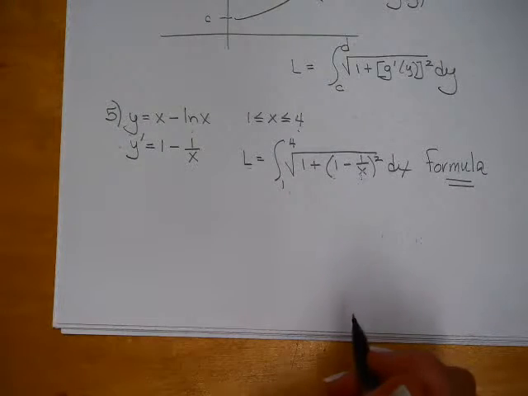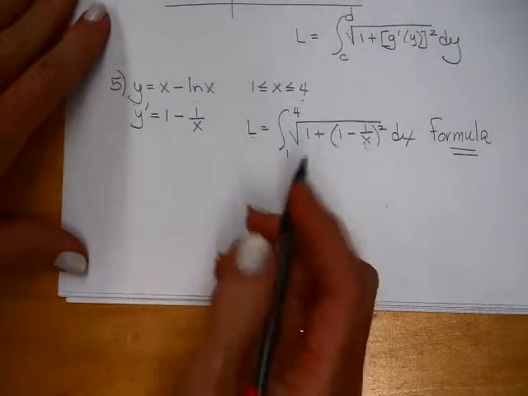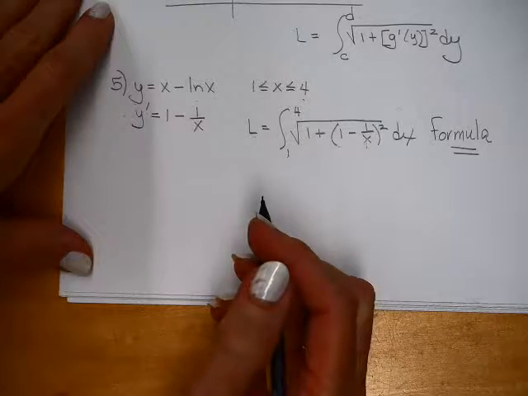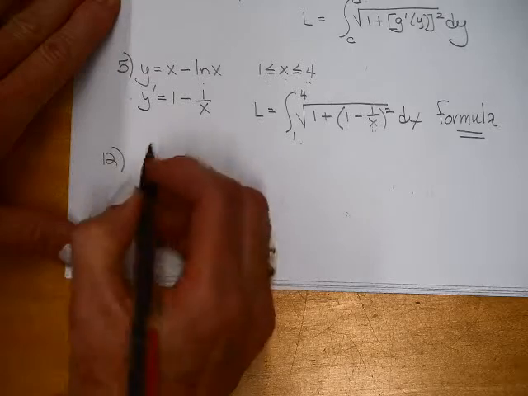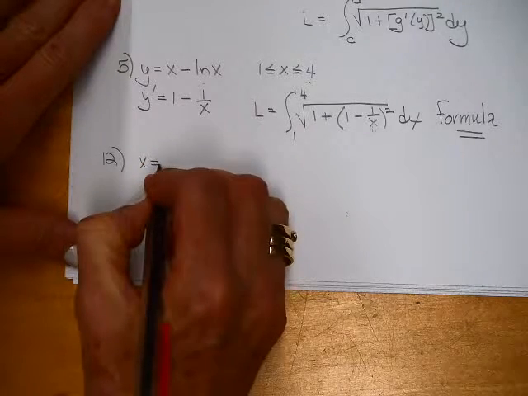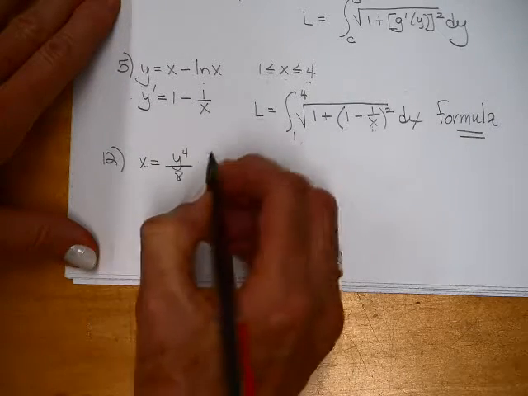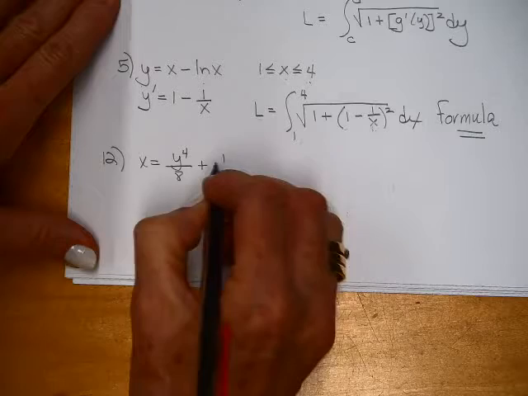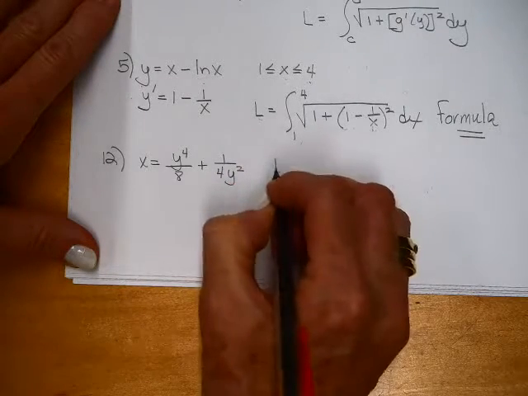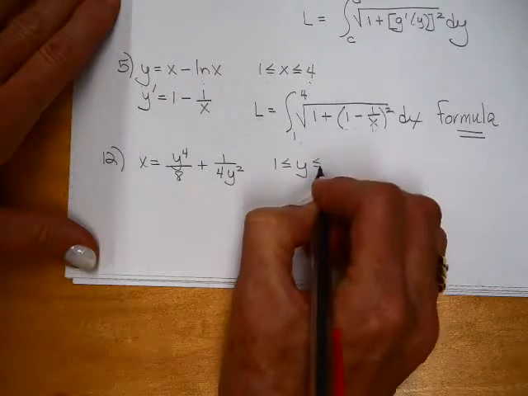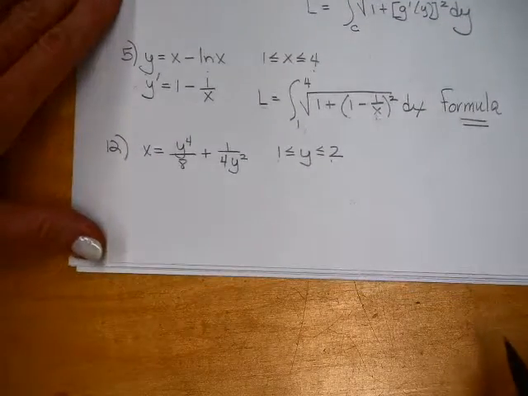All right, let me see if there's one where I have x in terms of y. Maybe, let's see. Oh, I guess I could look at number 12. Number 12 says x is equal to y to the 4th over 8 plus 1 over 4y squared. My limits of integration are from 1 to 2. Y goes from 1 to 2.